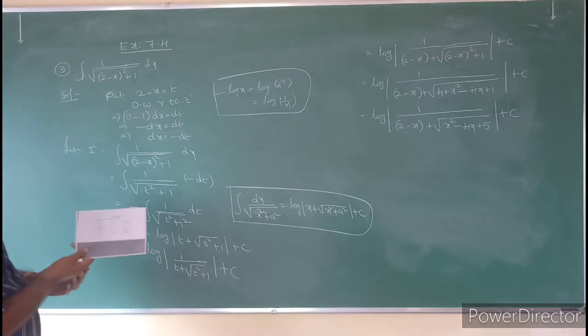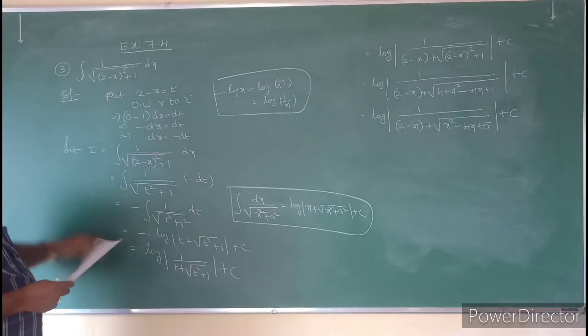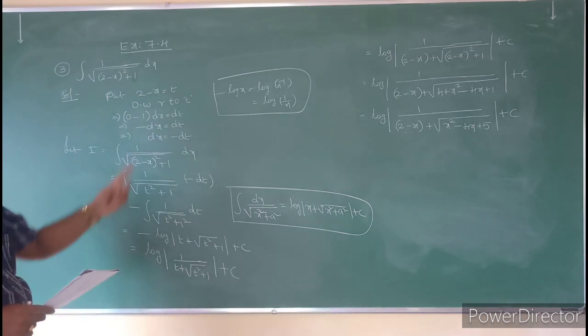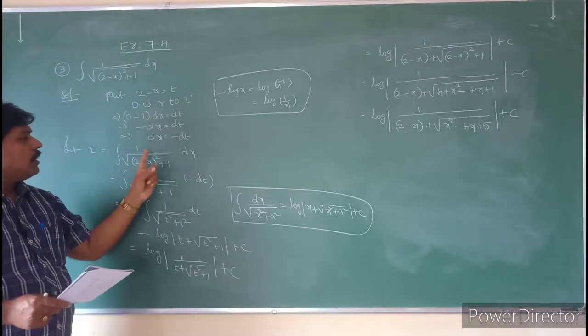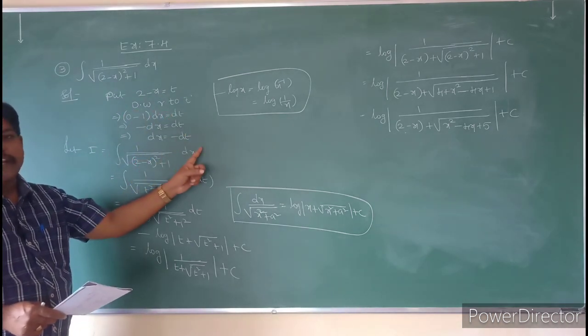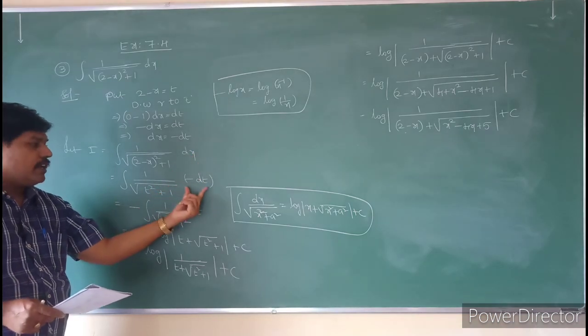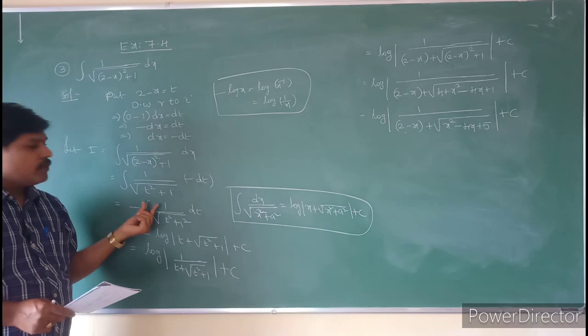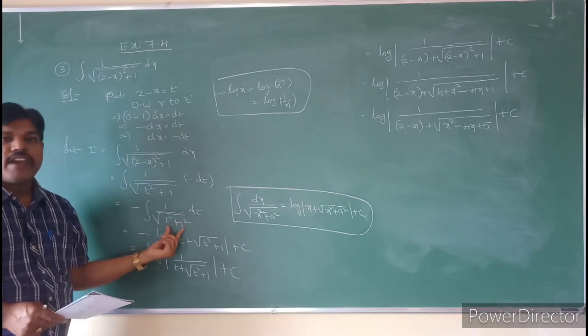So see, students, once again, what we have to take. First you have to take 2 minus x is equal to t. So 2 minus x is equal to t, dx value will become minus dt. Replace the value here: minus dt by 1 by root of t square plus 1 square.